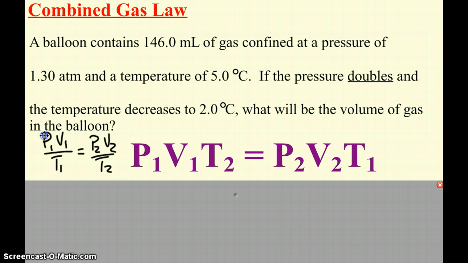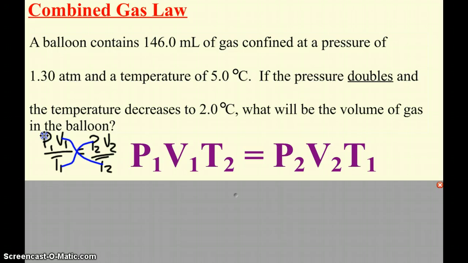And that's fine, but as I said before, when you have to do this setup, then you're going to have to eventually cross multiply, which is why I usually set it up the other way. P1 V1 times T2 equals P2 V2 times T1. And so that's another option of the equation you can use.